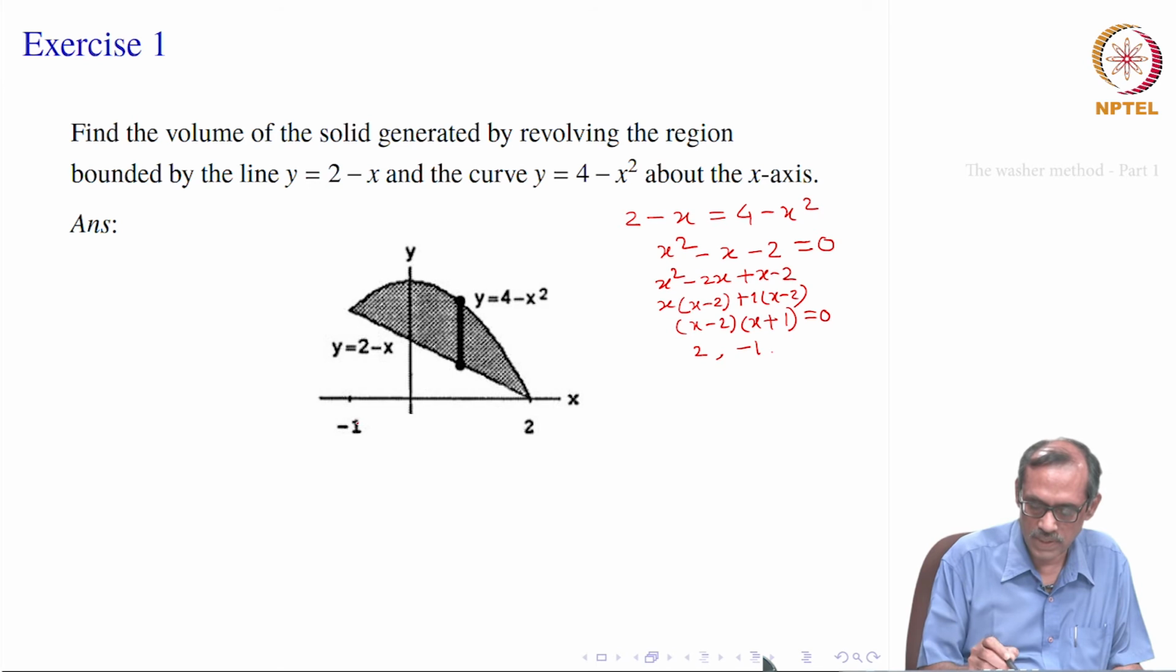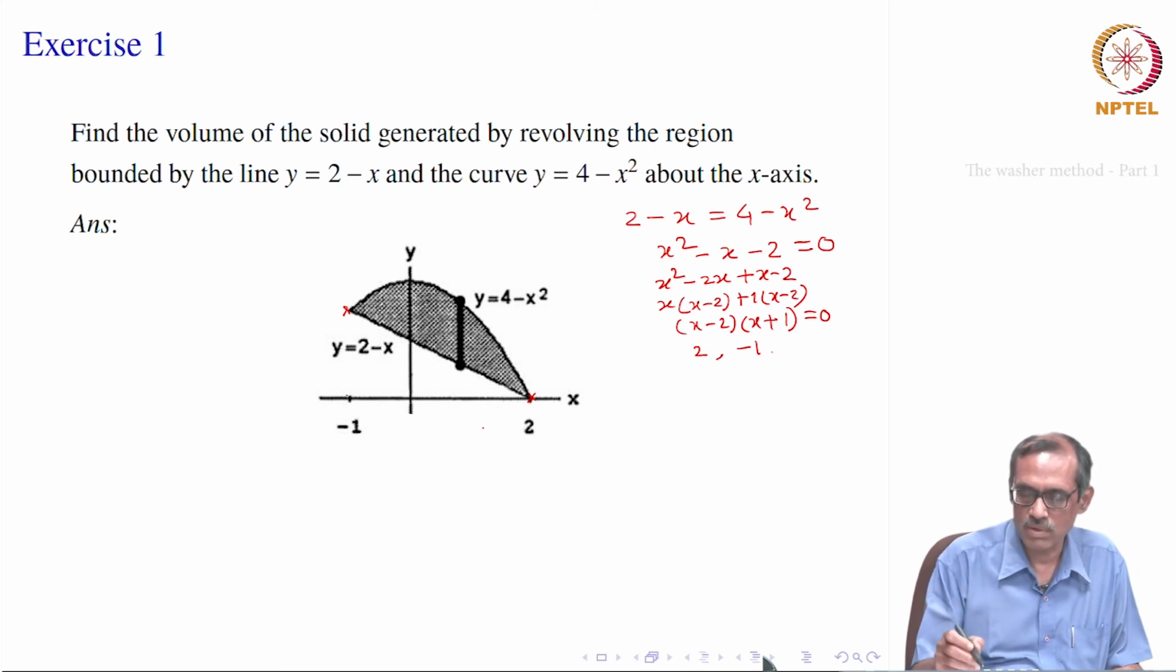In the picture, that is what is done. The region is drawn here, where the first point corresponds to x equal to minus 1 and the second one here on the x axis corresponds to x equal to 2. At x equal to 2, of course, y is 0. That is why it is on the x axis. Now, this region is revolved about the x axis.